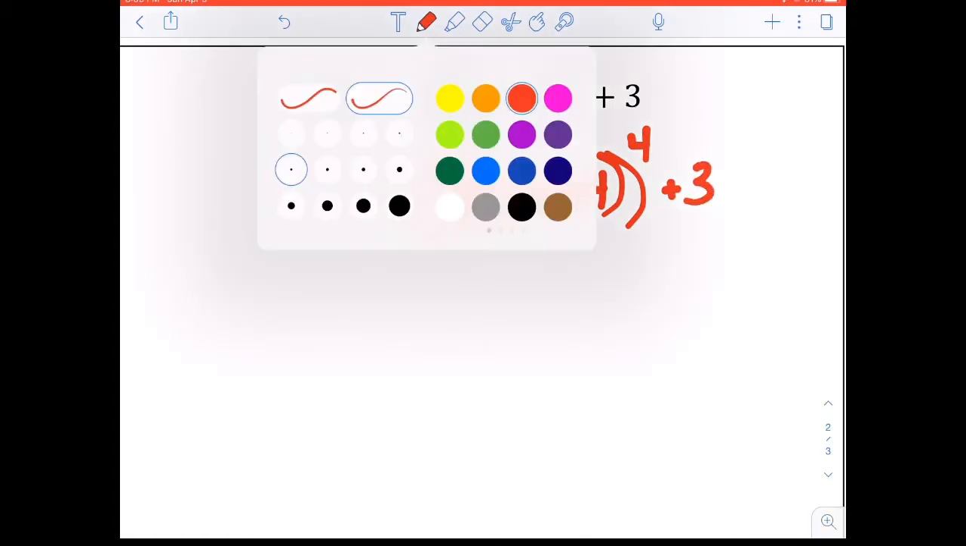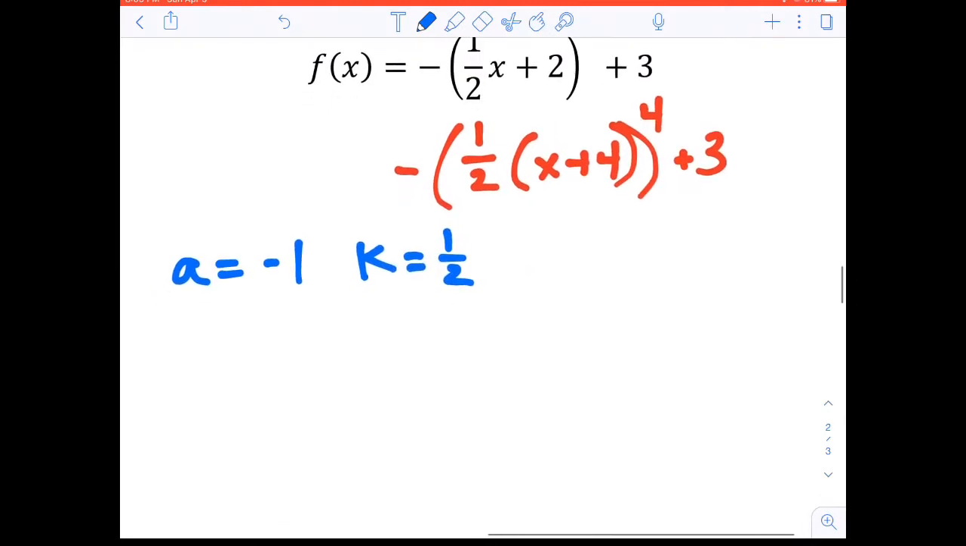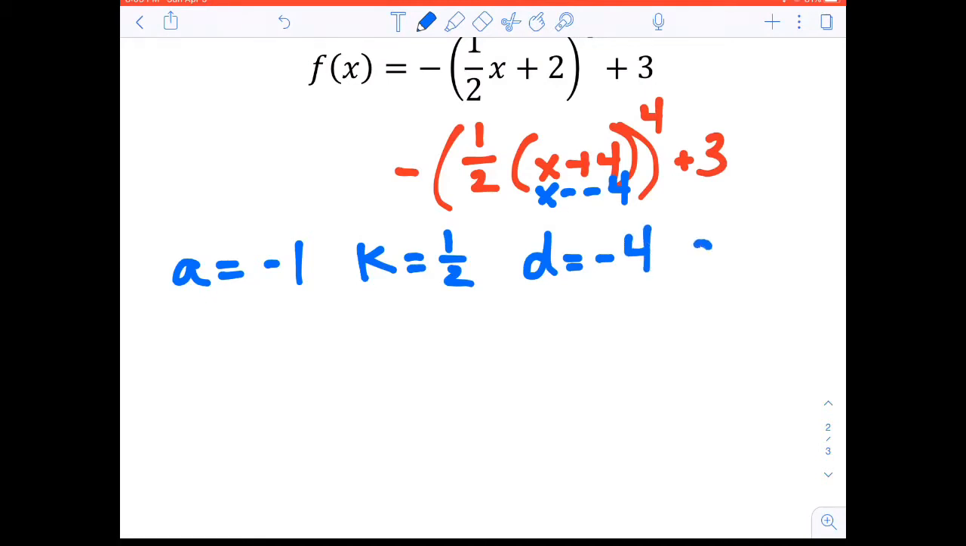So what we're going to do is just list all of our transformations that we have here. Just like a quadratic, the only thing that's different is the exponent is 4. A is equal to the value I have out front, negative 1. K, we talked about it earlier, is half. D in this case. Remember, D is what's inside the bracket, but it's what you subtract from x. So x minus negative 4 is the same thing as x plus 4, so D is negative 4. And C value is what we have on the end. In this case, works out to be 3.